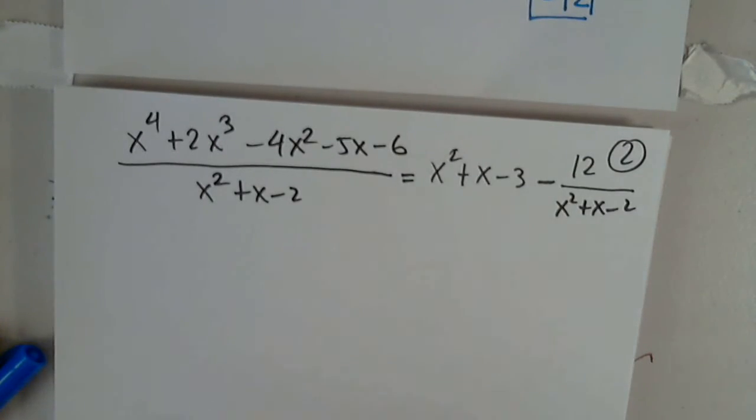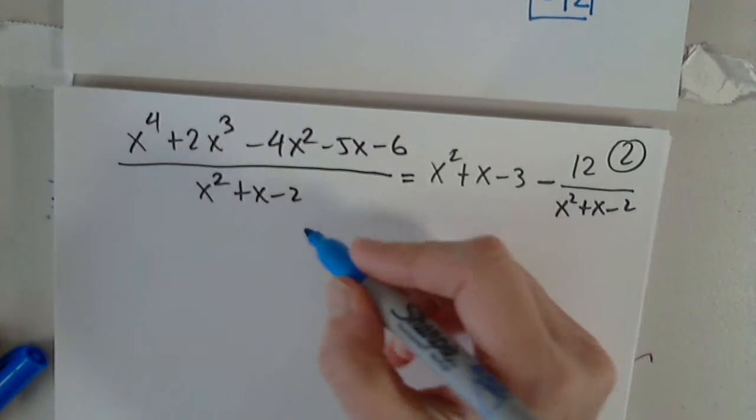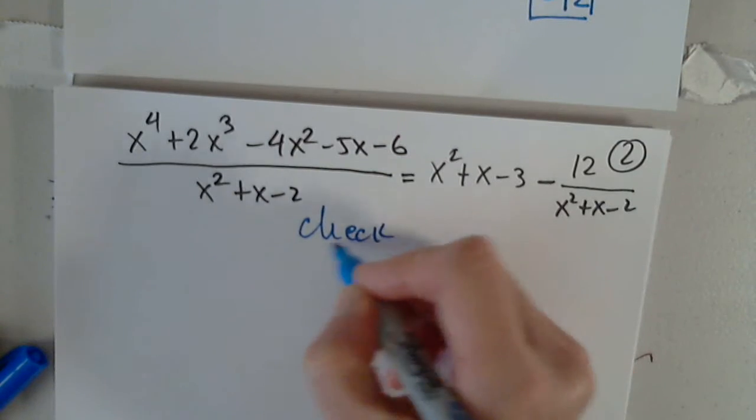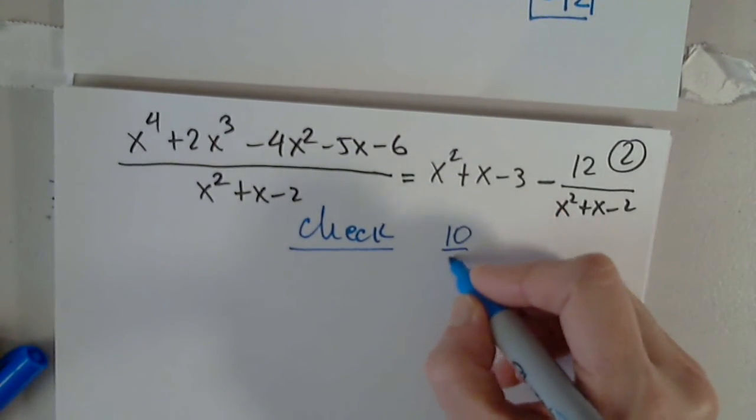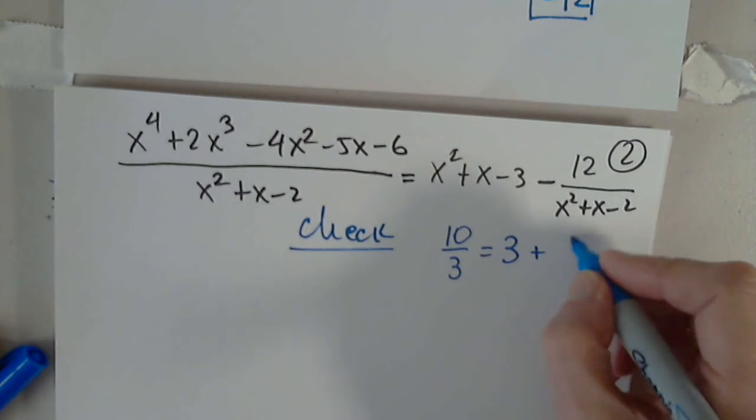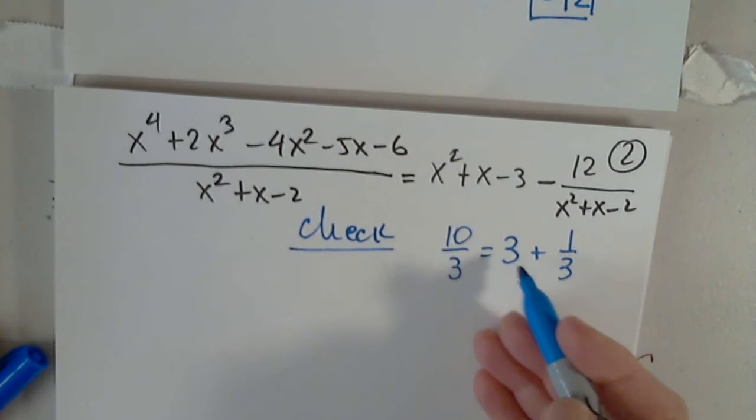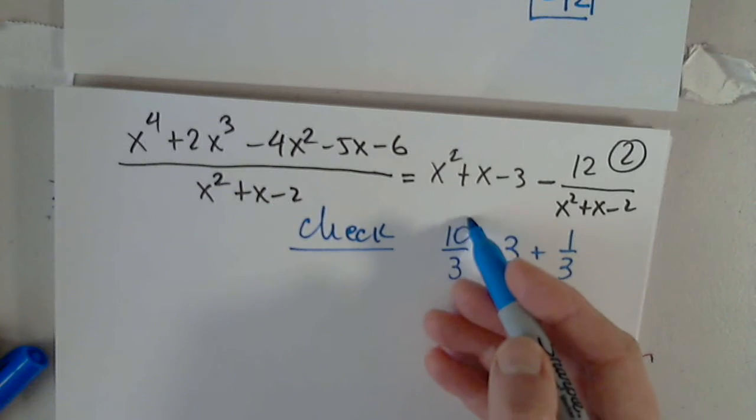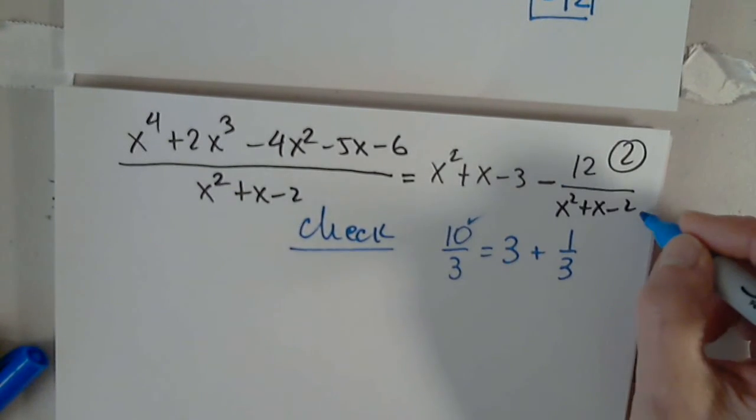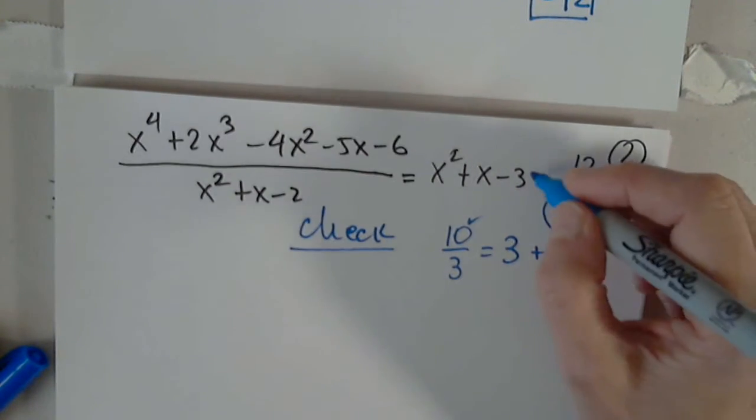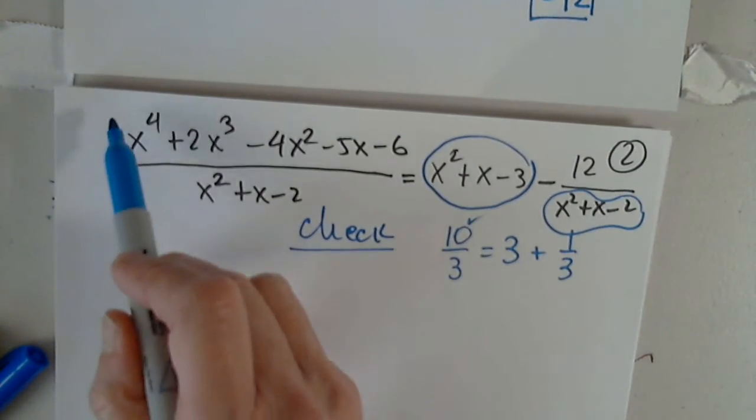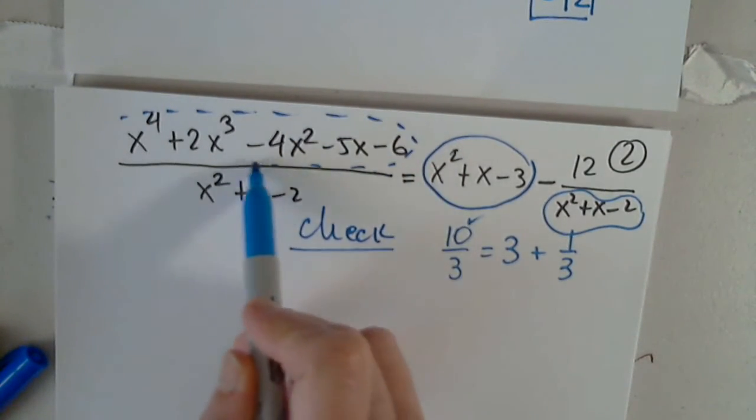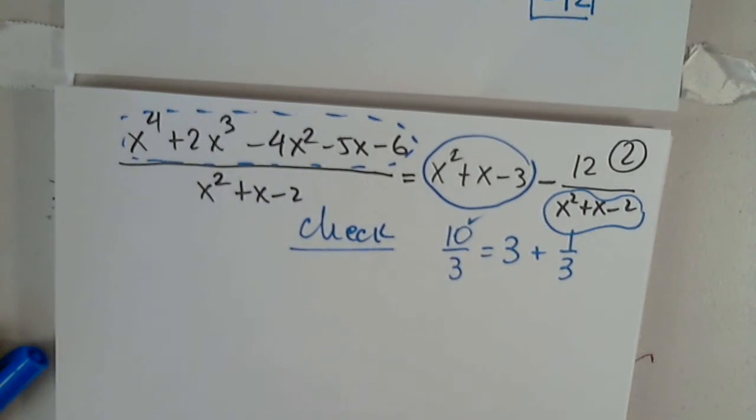Okay, so now let's say you want to check. You don't trust this. So remember when we divide 10 by 3, we get 3 integers plus 1 over 3. 3 times 3 is 9 plus 1 is 10. That's exactly what I'm going to do. I'm going to multiply this by this and subtract 12. And if I don't get all this polynomial at the top, something is wrong.